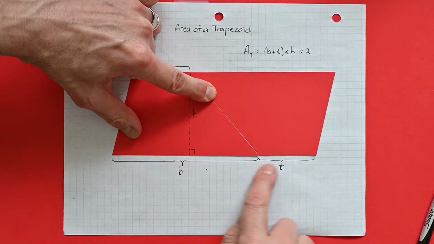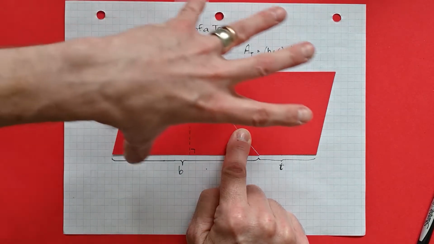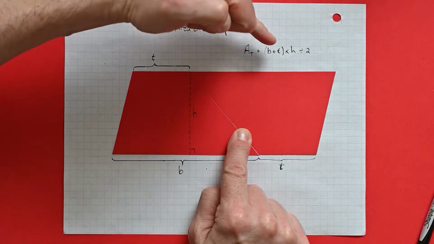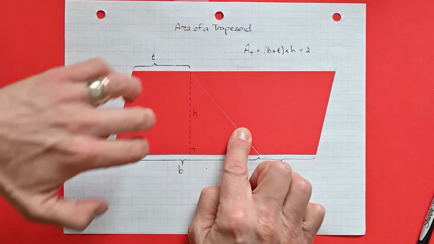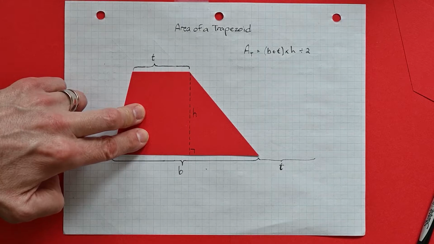So that gives you the length of the entire base, which you then multiply by the height to get the area of this figure. That's what we've done here. And then divide by 2 to get the area of just this trapezoid. So that's how that's done.